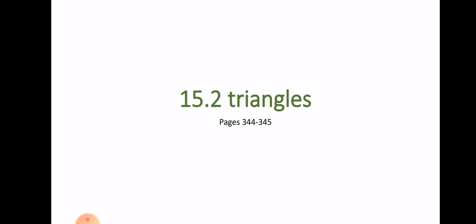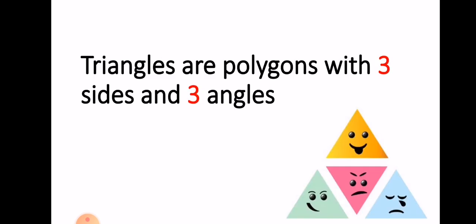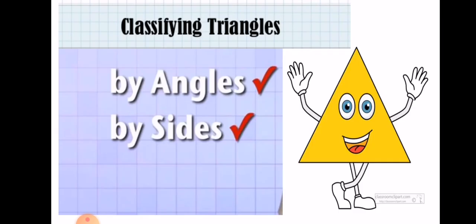We also said that for polygons, I can rename them according to the number of sides. So for example, if I have three sides, we will call it a triangle. And this is our lesson today. So what are triangles? They are polygons with three sides and three angles. Triangles can be classified by their angles or by their sides. First, we will take the classification according to the angles of the triangle.